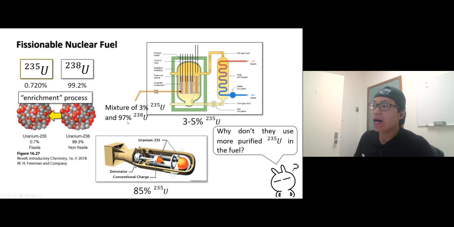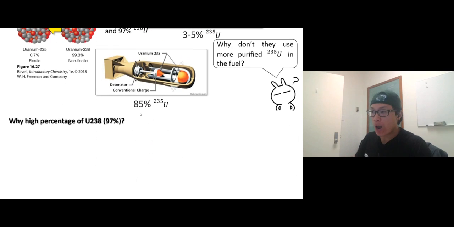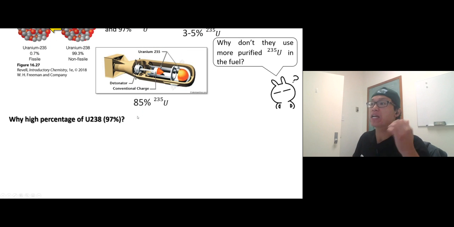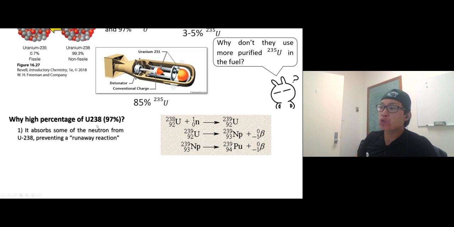The much higher percentage of uranium-238, a non-fissile reactant, serves two purposes. One, uranium-238 can absorb some neutrons from uranium-235, preventing a runaway reaction. Uranium-238 absorbs the neutron and breaks down to neptunium, which can break down further to plutonium-239. So it helps us control the extent of the fission reaction.